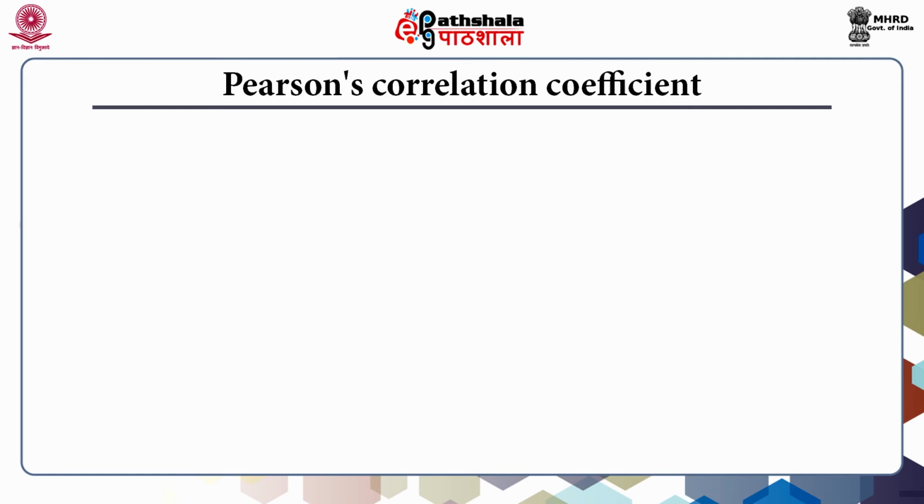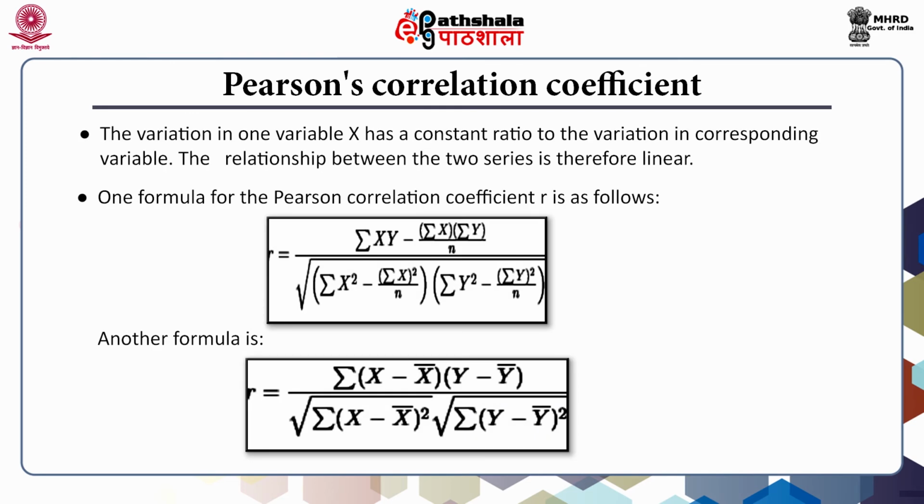Pearson's correlation coefficient formula is given in this slide. The variation in one variable x has a constant ratio to the variation in the corresponding variable. The relationship between the two series is therefore linear.